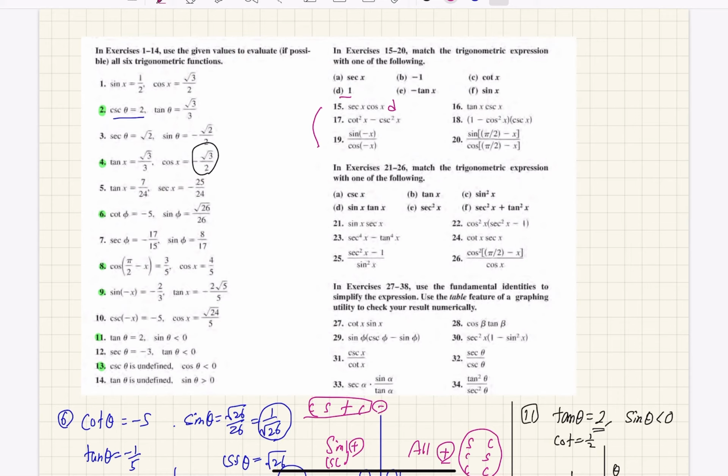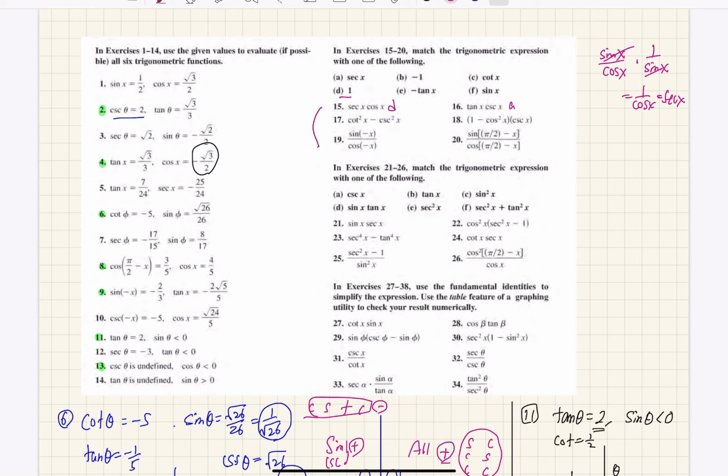And then number 16, tangent x times cosecant x. Tangent x is sine x over cosine x based on the quotient identity, times cosecant x, which is 1 over sine x. You cancel them out, so 1 over cosine is the answer. 1 over cosine is the same as secant x, so A.